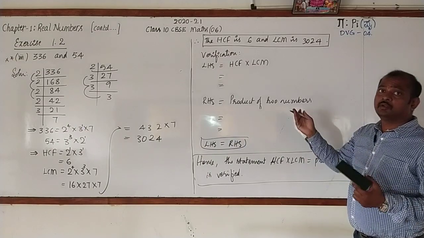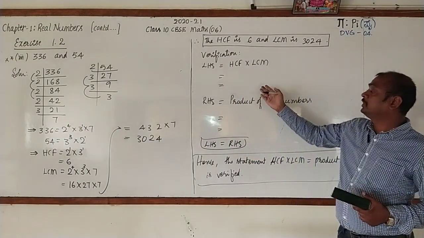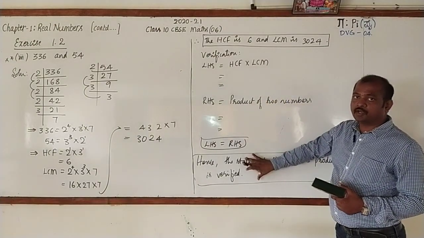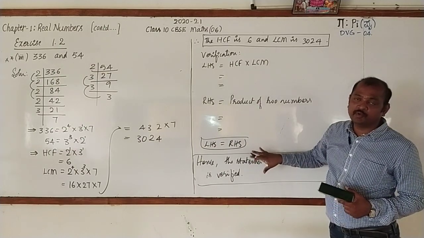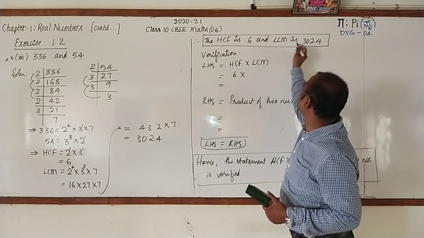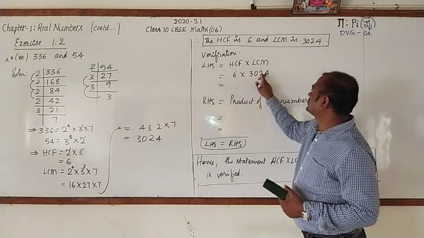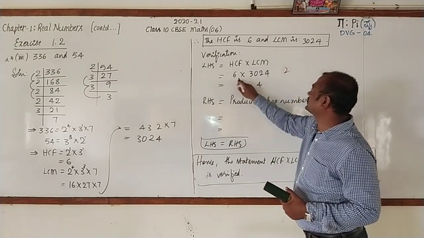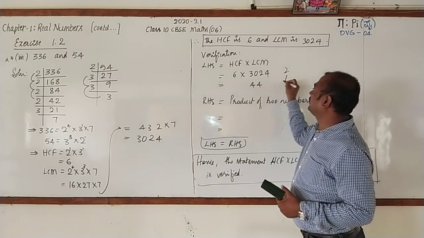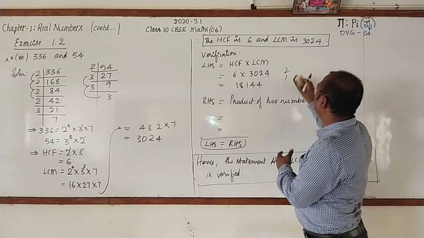Now, let us go for verifying the statement. That is whether HCF into LCM is equal to the product of two numbers. It's not the final conclusion. Now, we are going to verify this. So, HCF is 6 and LCM is 3024. Multiply them. 6 fours are 24, 2, 6 twos are 12, 12 plus 2, 14, carry 1, 6 zeros are 0 plus 1, 1, 6 threes are 18.